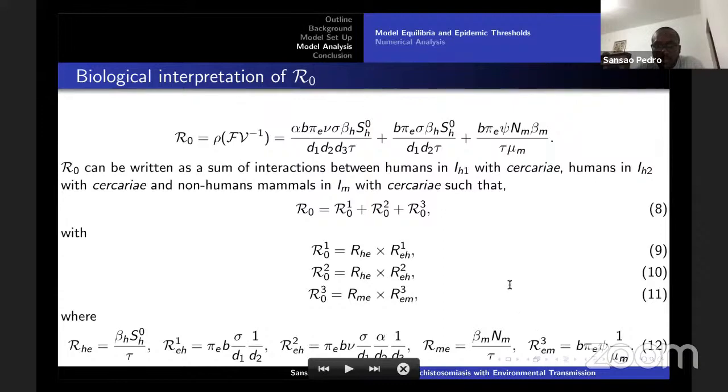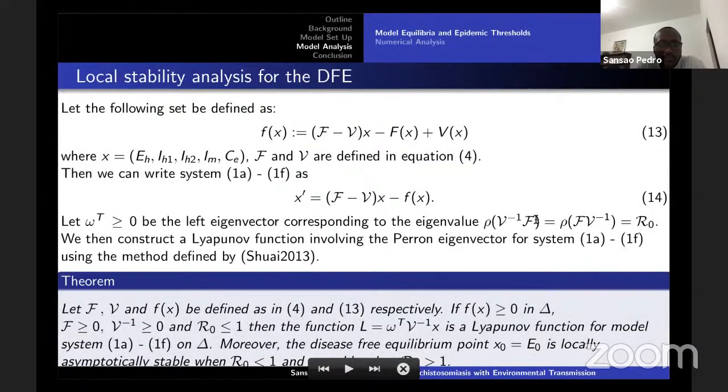Now proceeding, having interpreted the R naught, it is important that we interpret the R naught well, because when it comes to application, we know how various elements of the transmission cycles are captured in the basic reproductive number.